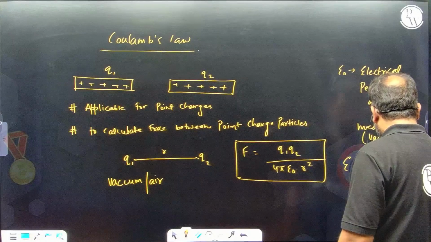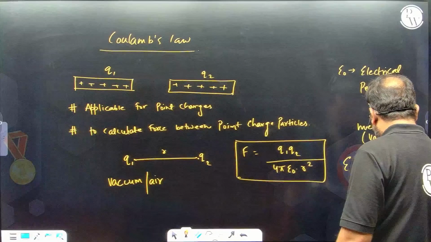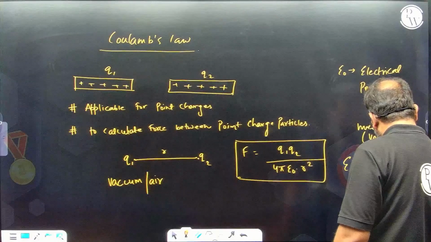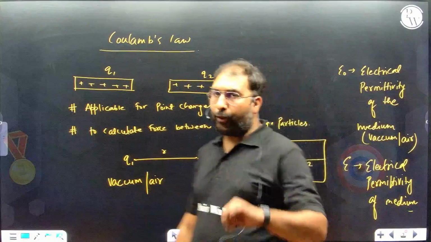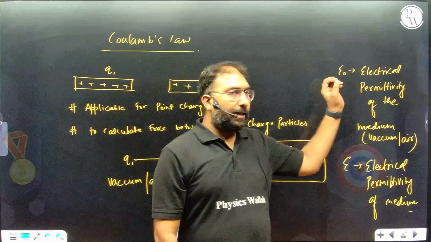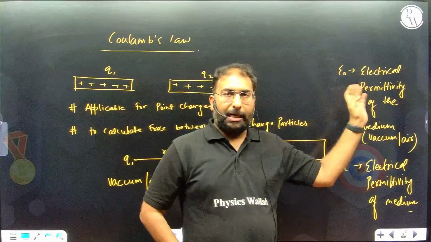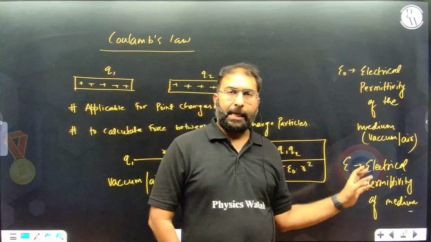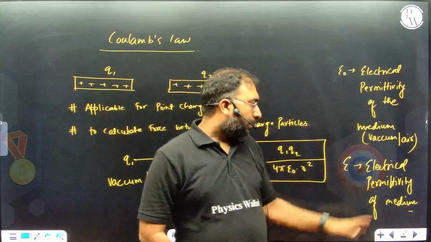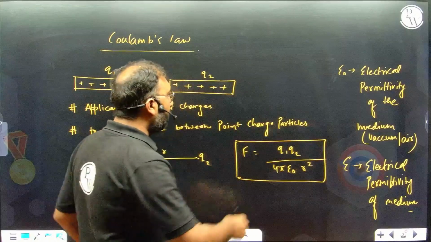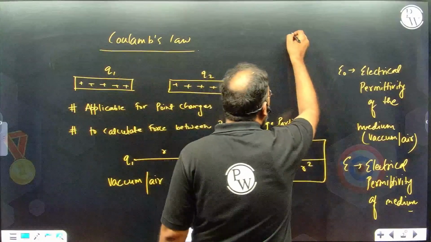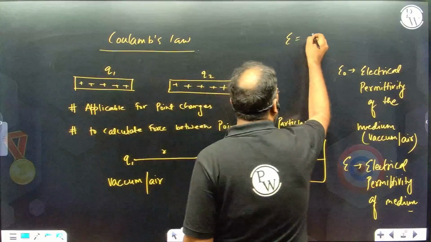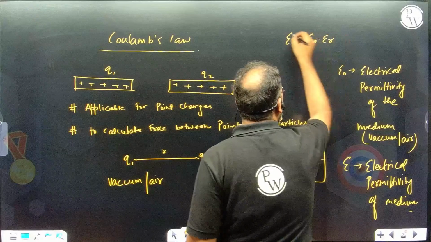This will be the electrical permittivity of a given medium. So for air and vacuum I write a very unique symbol, that is epsilon naught. For all other mediums I'll directly write epsilon. Epsilon represents the permittivity of the given medium, and we know that epsilon is the absolute permittivity of the medium, and it is written as epsilon naught multiplied by epsilon r.